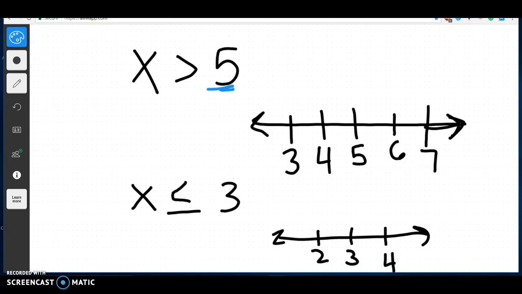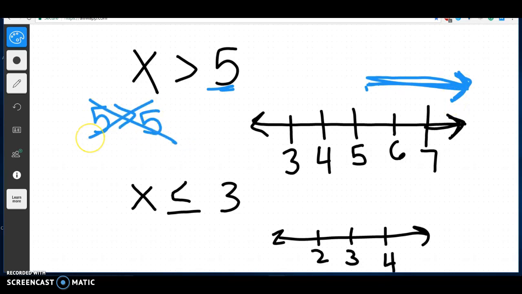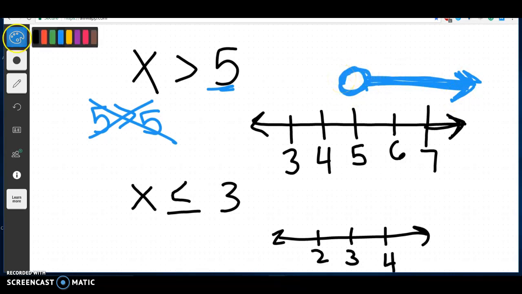Now, in this one, we know that we get all the numbers that are bigger than 5. So that means our arrow should be going bigger than 5 over here. As we said before, 5 is not bigger than 5. This statement is not true. So how we show that we get all the numbers bigger than 5, but we don't get 5, is we put an open circle at 5. We get all of these numbers, but we don't get 5, so we're going to make an open dot.